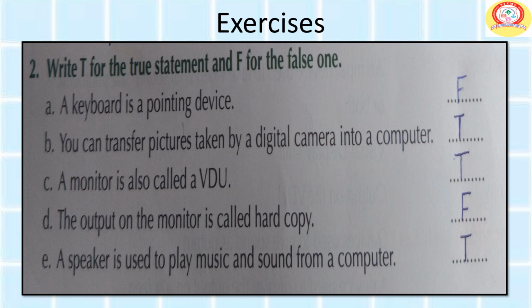Now let's move to C. A monitor is called a video? True. Let's move to D. The output on the monitor is called hard copy? False. The output on the monitor is called the soft copy, children. Okay. Now let's move to E. A speaker is used to play music and sound for a computer? True. Children, now let's move to question 3.